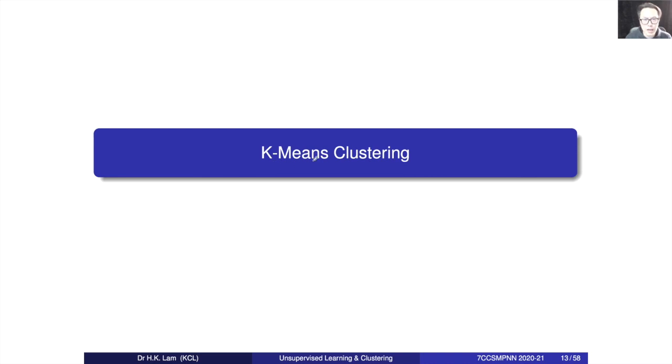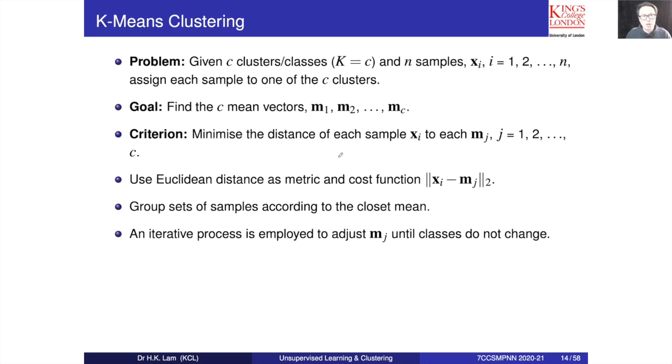Method, that is the k-means clustering. The problem is that we are given a dataset which consists of n samples. So we have x1, x2 up to xn. Each x is in a d-dimensional space. So that means when you zoom into this x, we will have different elements, for example, x11 up to x1d.